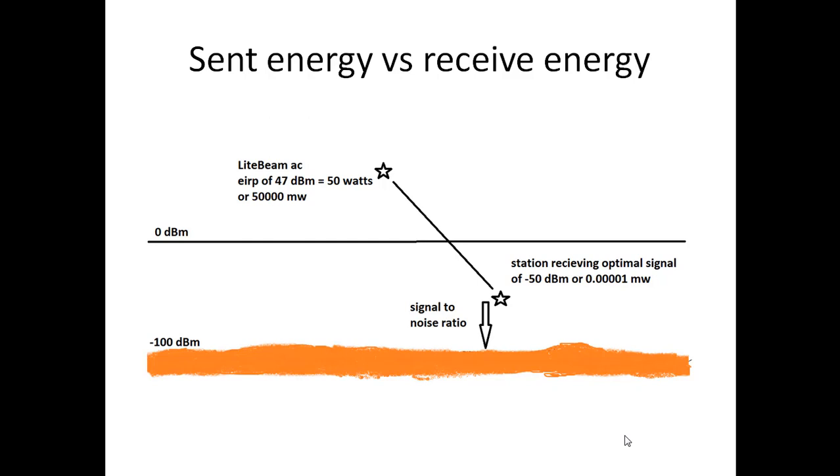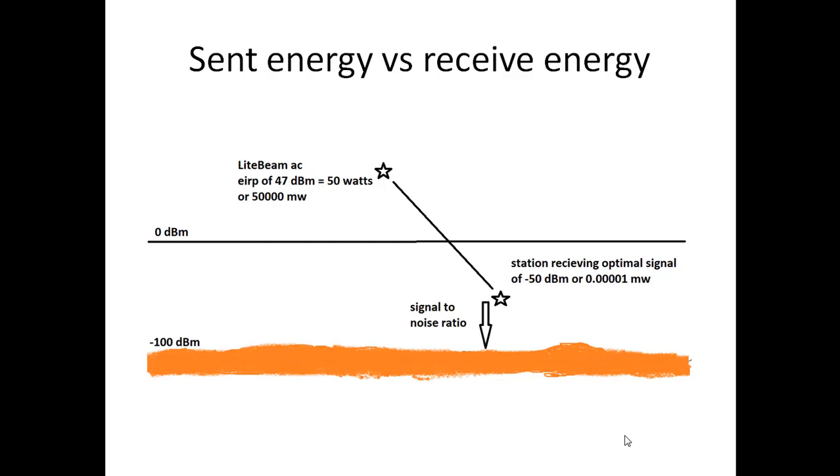So what we're seeing here is our orange representation of our noise floor that we saw the other day. And we can see we have a light beam AC up there that's spitting out 50 watts of energy. Now, if you convert that 50 watts into milliwatts, it's 50,000 milliwatts, which sounds like a lot, which it is.